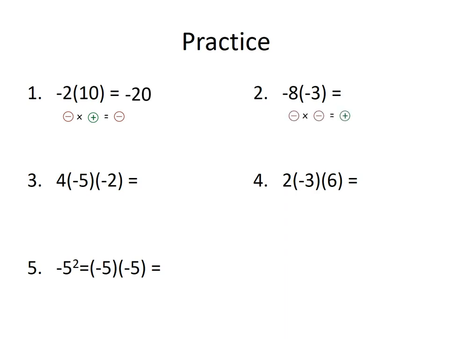So let's go to the second one. We've got negative 8 times negative 3. They have the same sign. Negative times a negative. That's going to be a positive. And 8 times 3 is 24. So that's going to be positive 24.